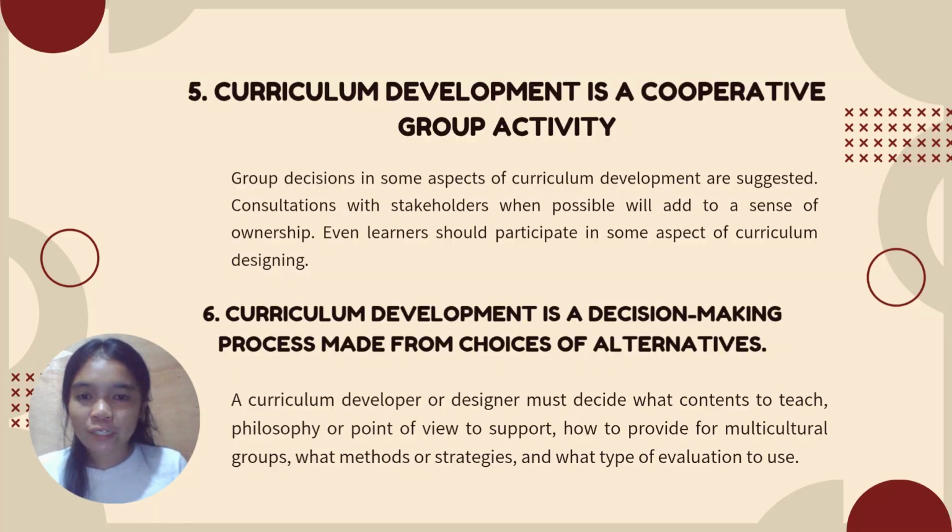The sixth one is the curriculum is a decision-making process made from choices of alternatives. In designing a curriculum, teachers must decide what lesson to teach, what teaching method to use, and how to assess learning. These choices are very important because they affect how students learn.